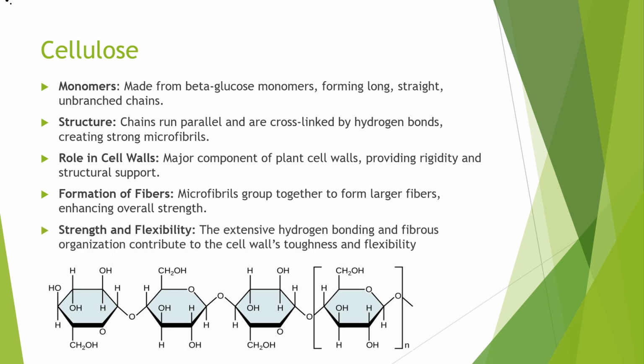The strength of cellulose comes from the extensive hydrogen bonding between the beta-glucose chains. This creates a tough, rigid structure, but the organization of the microfibrils also allows the cell wall to be flexible. This balance between strength and flexibility is vital for plants, as it allows them to maintain their shape while also growing and expanding as they develop. So to summarize, cellulose's straight, unbranched chains of beta-glucose form strong microfibrils through hydrogen bonding. This contributes to the plant cell wall's strength, flexibility, and rigidity, providing essential support for the plant.